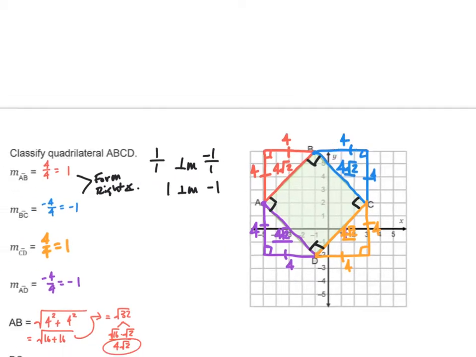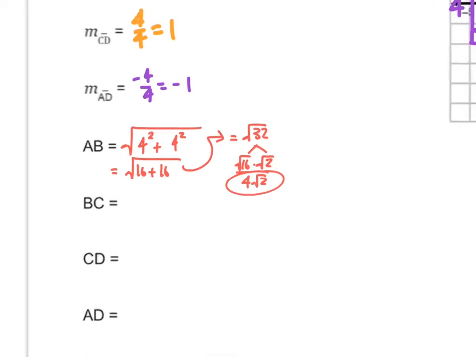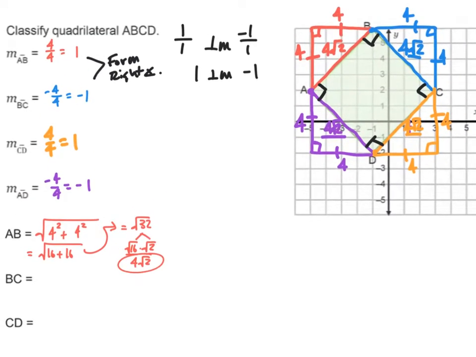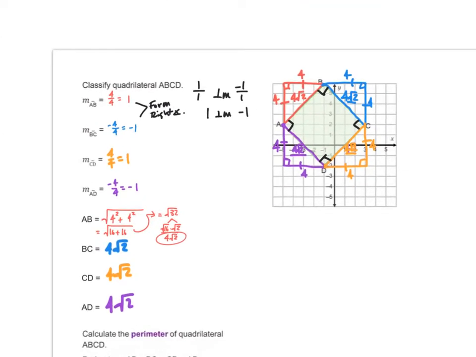So when you have all those same types of triangles, you can just come in here and say, all right, well, BC is going to be 4 times the square root of 2. CD is going to be 4 times the square root of 2. And I know that AD is going to be 4 times the square root of 2. It's all just about you drawing these triangles, and once you do that, you can just draw those and make those guesses.